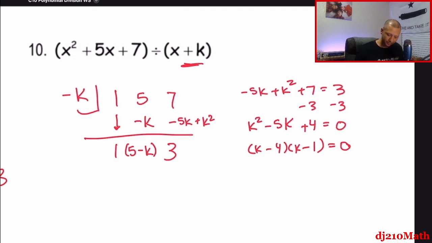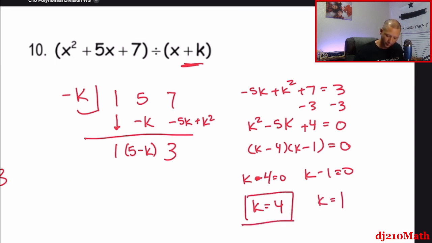So we said each of these is equal to 0. k minus 4 is equal to 0. k minus 1 is equal to 0. So k is equal to positive 4, and k is equal to 1. So 4 and 1.